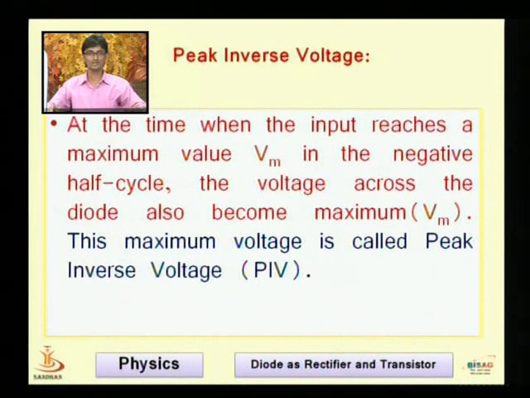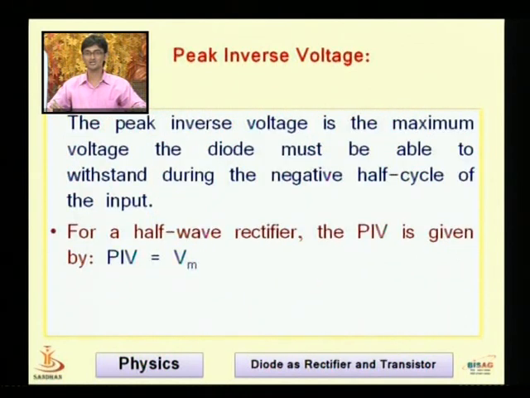This maximum voltage is called the peak inverse voltage, which the diode should have the ability to tolerate against that negative potential. The peak inverse voltage is the maximum voltage the diode must be able to withstand during the negative half cycle of the input. For a half wave rectifier, the PIV is Vm, the maximum voltage.